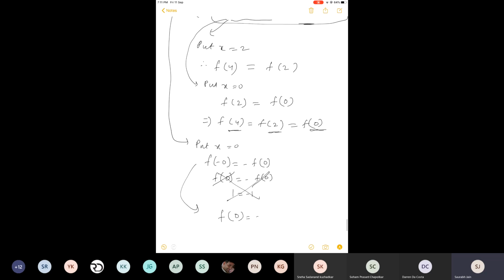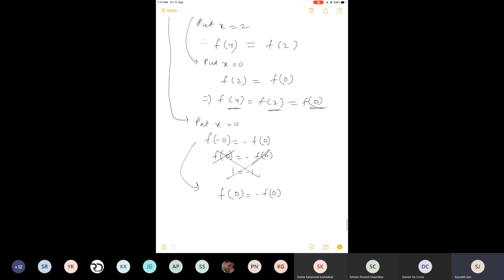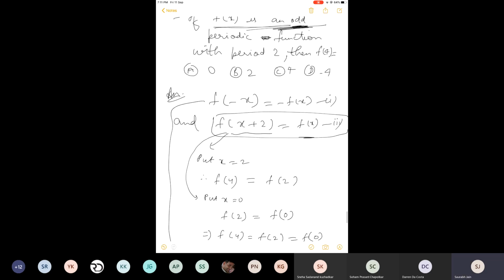f 0 is equal to minus f 0. So we do not cancel, actually we bring it to the other side. This will be 2 times f 0, so f 0 is 0, right? f 0 is 0, question is over. f 0 is 0, so that means the answer is A.